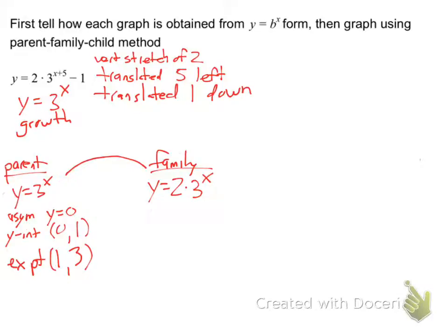What did we say happened with that 2? What did that 2 do to my graph? It made it taller by a factor of 2. So we say it's a vertical stretch of 2. Okay?